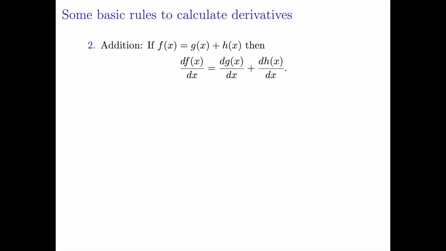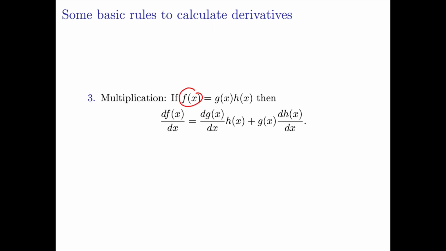What about a function that is the sum of two different functions? So we have some function g and we have some function h, and f of x is their sum. The rule for calculating the derivative of f is simply to take the derivatives of g and h respectively and add them together.